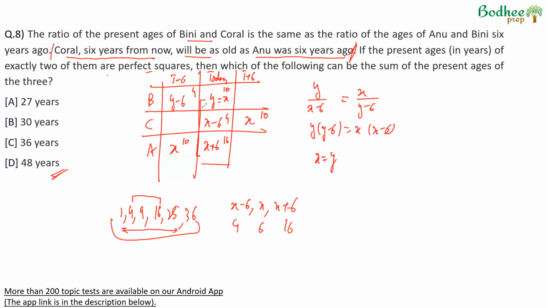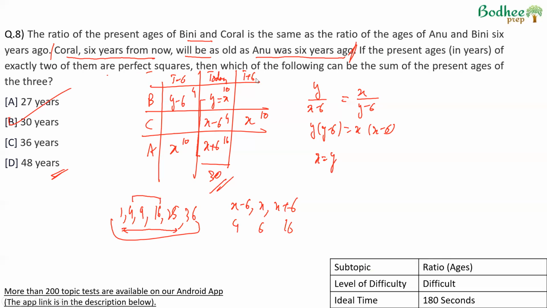So if we take X is equal to Y, we get a possible solution, in which case the sum of ages is 16 plus 4, 20, plus 10, which is 30. Hence, option B is a possibility. In terms of level of difficulty, I will call this a difficult question for the simple reason that solving the equation and making cases is involved. In an exam, it might not strike very quickly, and therefore the solving time will also be pretty high. So, a difficult question overall.